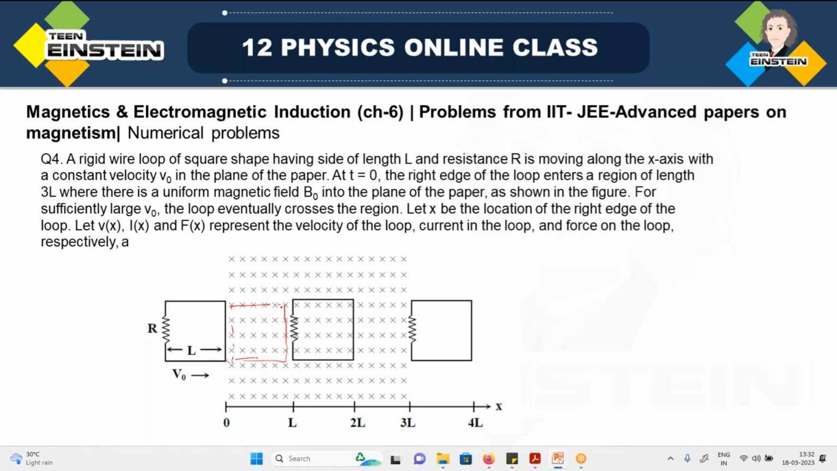So 0 to L, it is actually, at x is equal to 0, it is increasing, it will be decreasing when x goes from 0 to L.